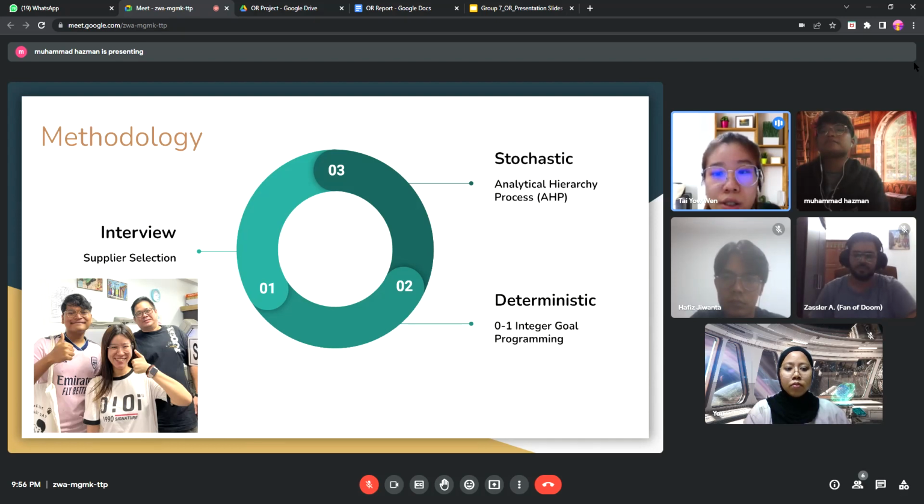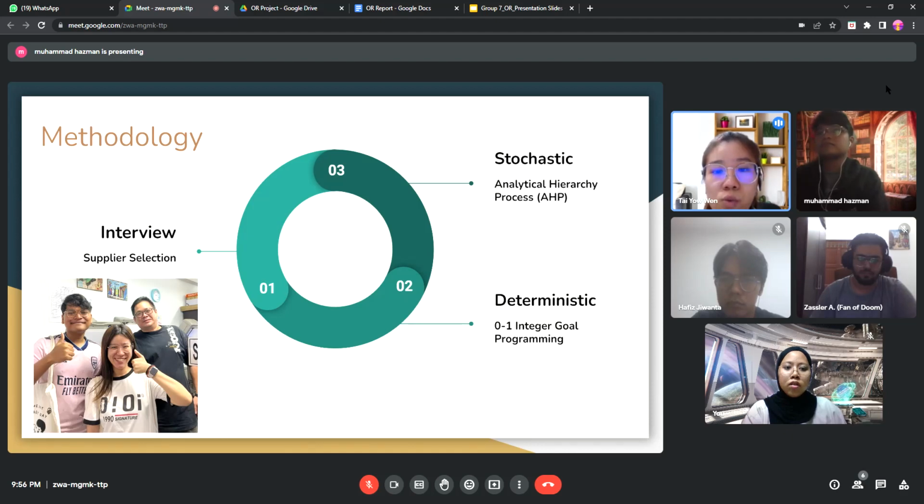So based on the topic of supplier selection, we are required to choose a deterministic method and a stochastic method for the operation research techniques, whereby the deterministic method requires certain data and information. However, the data for the stochastic method are uncertain.